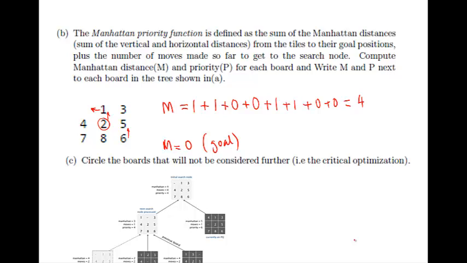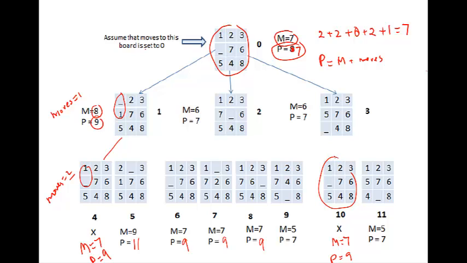The second one says circle the boards that will not be considered further. That is called the critical optimization. The critical optimization means you don't want to consider this board again because we have already considered it here. Therefore we need to remove the grandparent board from the list. So in this case, I will also remove this because it's not necessary to consider now. If you do, then it's going to get into an infinite loop. So you have to be very careful when you implement it. Just make sure that you do not put this in here.